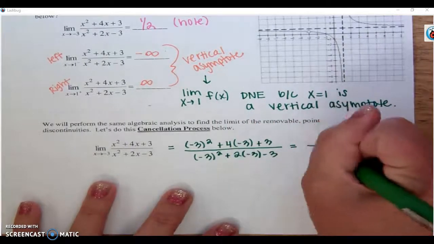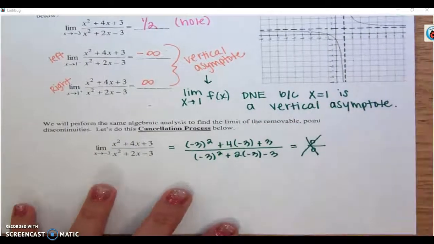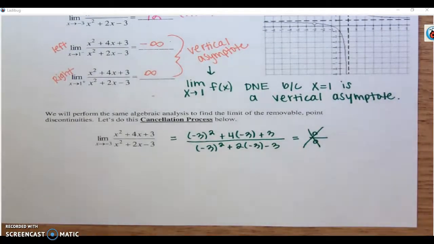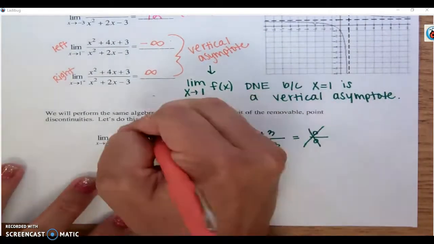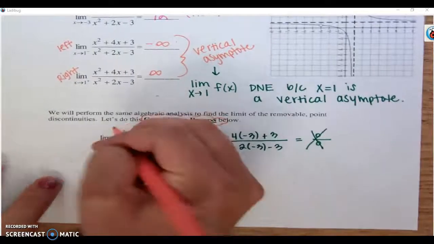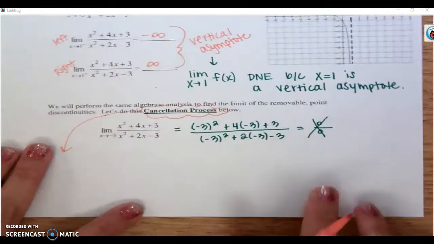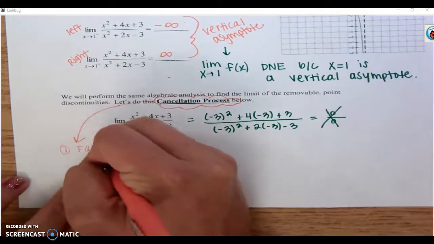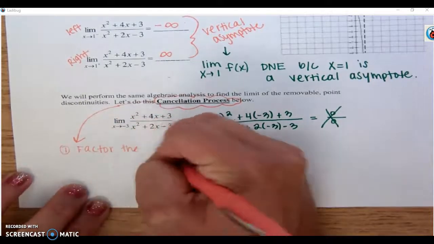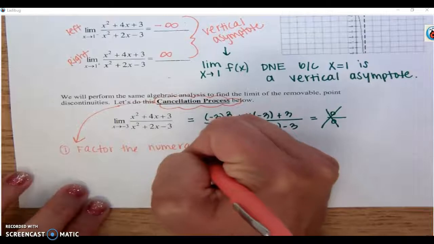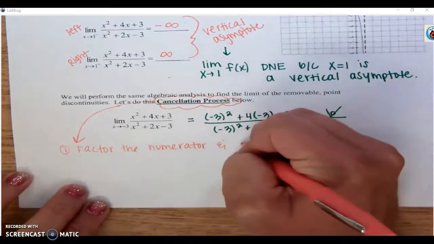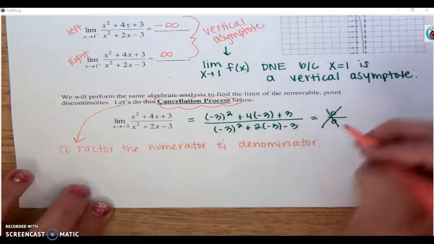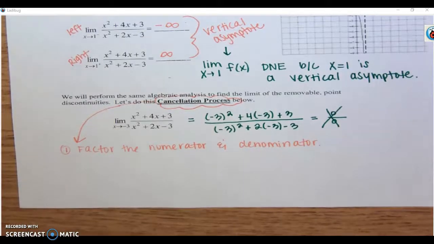Well, we already figured that out up there. That was 0 over 0, so you can't use direct substitution. You've got to come up with another way. What this is called is the cancellation process. The first step is going to be to factor the numerator and the denominator.